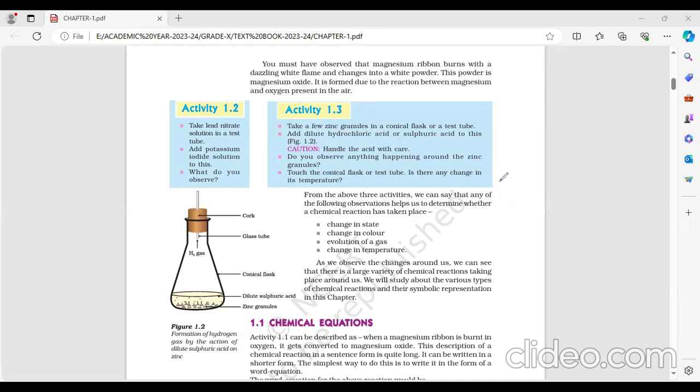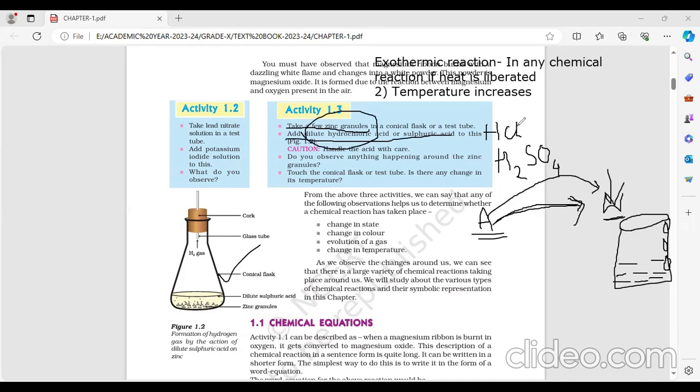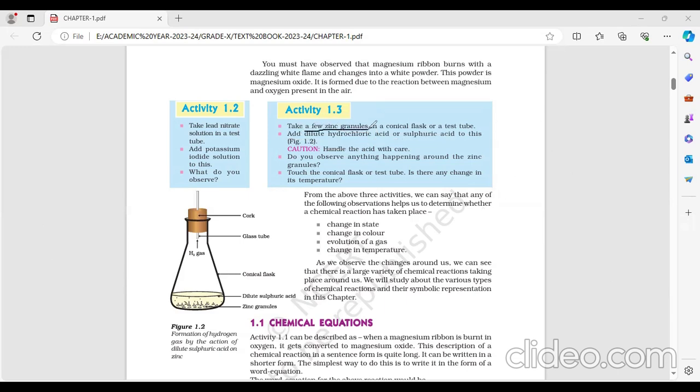Now what I will do, dilute. Either you may take diluted HCl, diluted hydrochloric acid, or diluted sulfuric acid. Fine. Now, first I took a few zinc granules in a test tube. Let us imagine that I took a test tube with zinc granules, and then I'm adding slowly, drop by drop, dilute HCl or dilute H2SO4, sulfuric acid. He is giving the caution: handle the acid with care. Teacher assistance is a must.